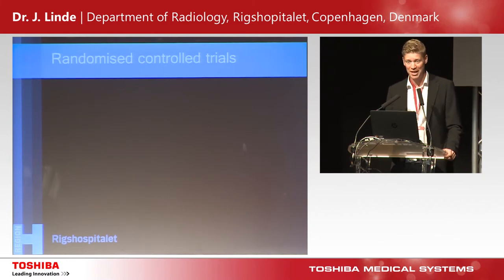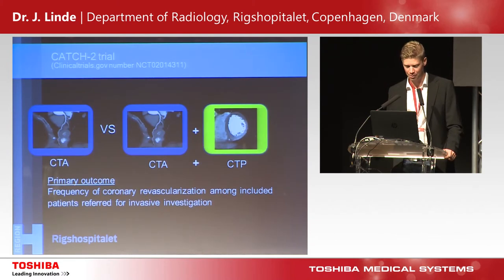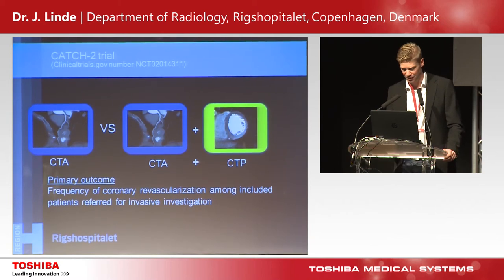So we need some randomized controlled trials, and therefore we have initiated the CATS2 trial. In this trial, we compare, in a randomized setting, patients with chest pain. They are randomized to CTA or to combined CTA plus CTP. And the primary outcome is the frequency of coronary revascularizations with FFR measured among the patients that undergo invasive investigation.